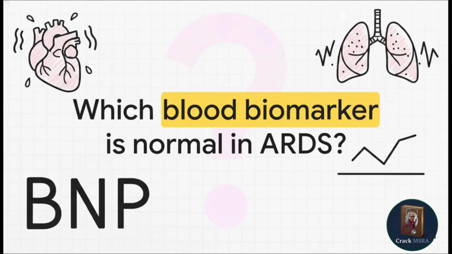And finally, question 10. A patient presents with acute bilateral pulmonary infiltrates. Which blood biomarker is typically markedly elevated in cardiogenic pulmonary oedema but normal or mildly raised in ARDS? The final answer is B-type natriuretic peptide, or BNP. If it's the heart, the BNP is huge. If it's ARDS, it's normal.